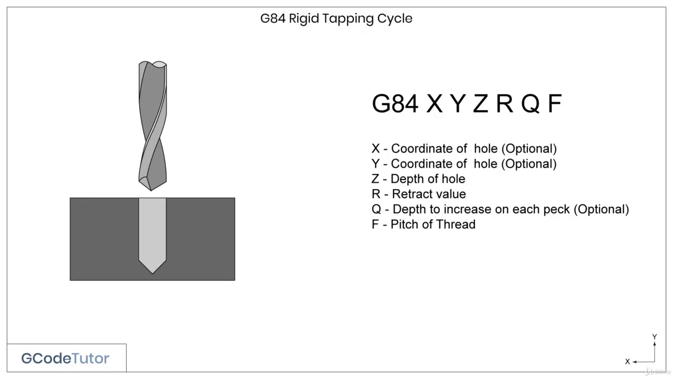So we've drilled our holes. Now we're going to have a look at tapping them. We can tap them much the same way using a cam cycle as we did when we drilled them. So for this we're going to use a G84 can cycle.